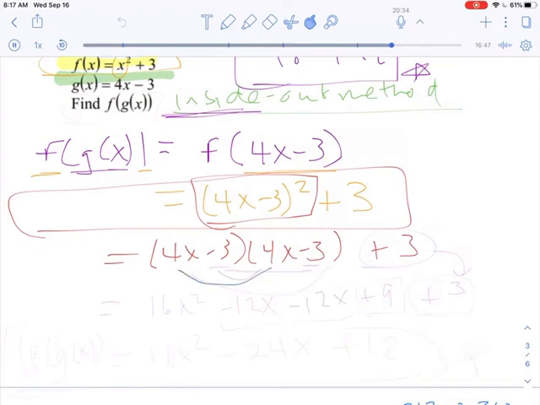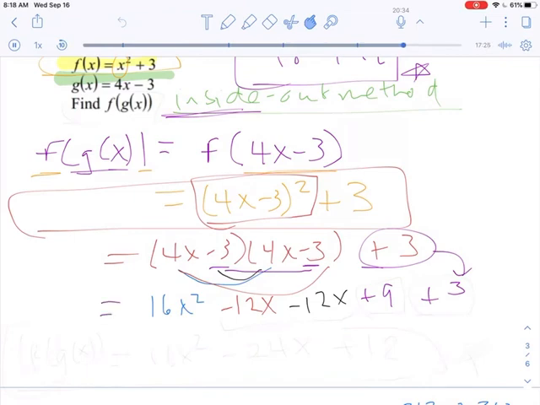All right, so first would be 4x times 4x, which gives me 16x squared. Our outer is going to be 4x times negative 3, which gives me negative 12x. Our inner is going to be negative 3 times 4x, which is negative 12x. And then our last is going to be negative 3 times negative 3, which gives us a positive 9. And then don't forget to bring down this plus 3 as you're continuing to write your equation.